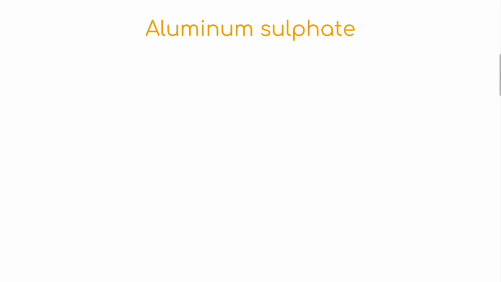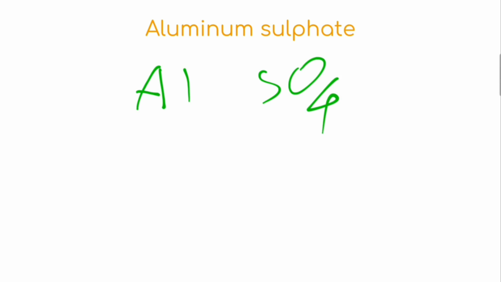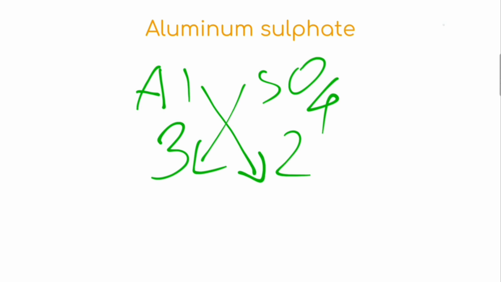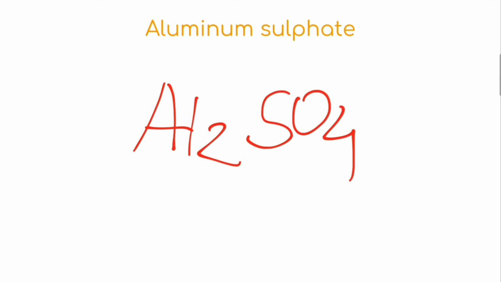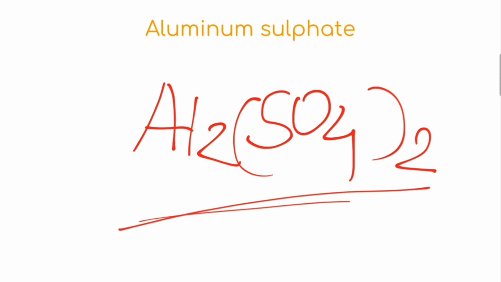So our fifth formula is aluminum sulphate. What is the symbol of aluminum? As you know, aluminum has the symbol Al and sulphate has the symbol SO4. Let's check their valencies. Aluminum has a valency of 3 and sulphate has a valency of 2. So cross over the valencies and you will get Al2 SO4 in bracket 3.